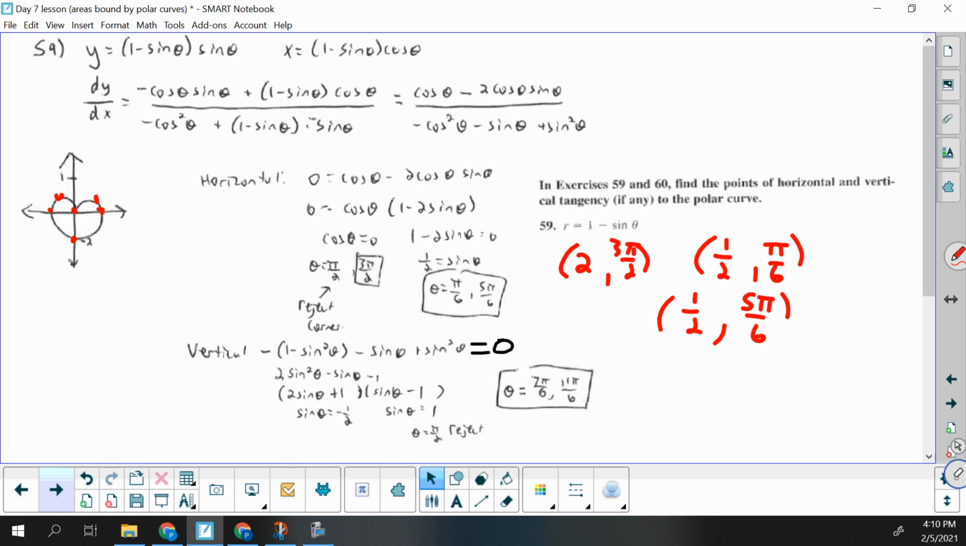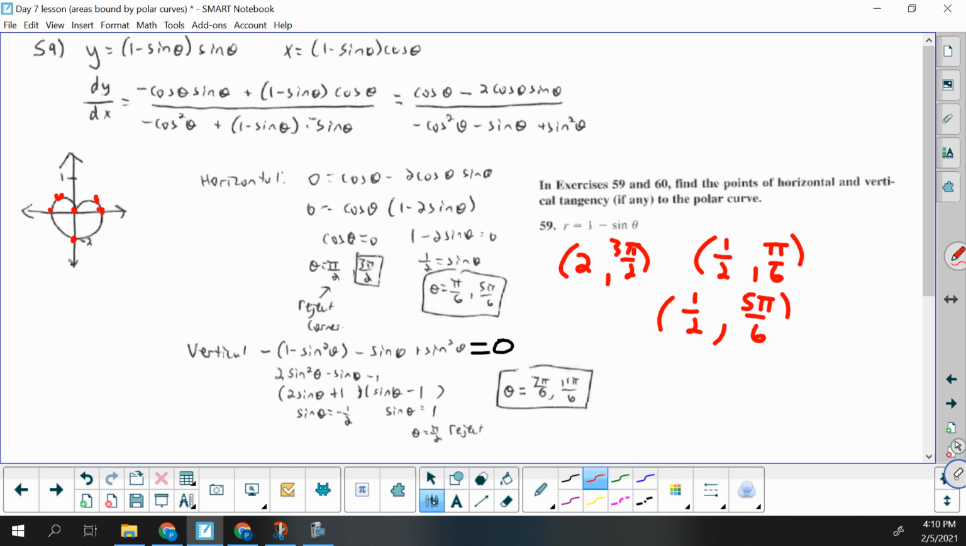Now the vertical tangency, we want the slope to be undefined, so set the denominator equal to 0. I replace the cos squared with 1 minus sine squared theta, distribute the negative and combine like terms, then that will factor into 2 sine theta plus 1 and sine theta minus 1. So we end up with sine theta is a negative a half. So negative quadrants are 3 and 4. 30-degree reference angle would give us 7 pi over 6, 11 pi over 6. Sine theta equals 1 at pi over 2. And we know from before that we have to reject that.